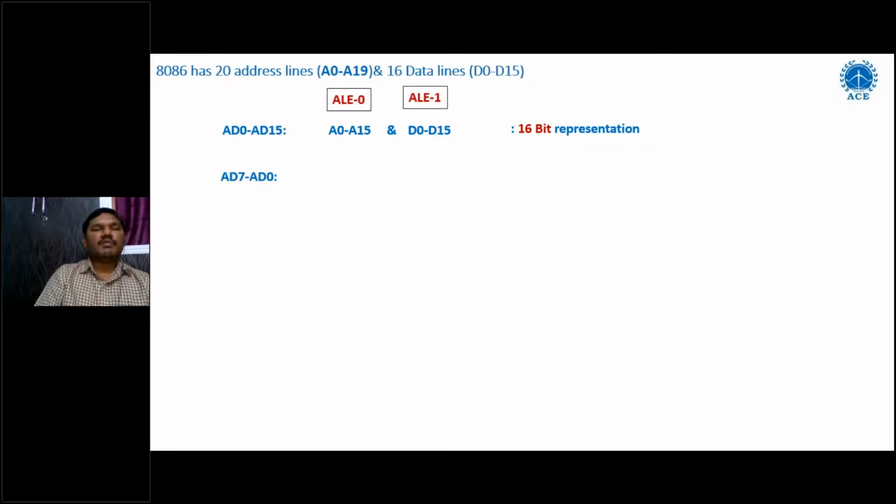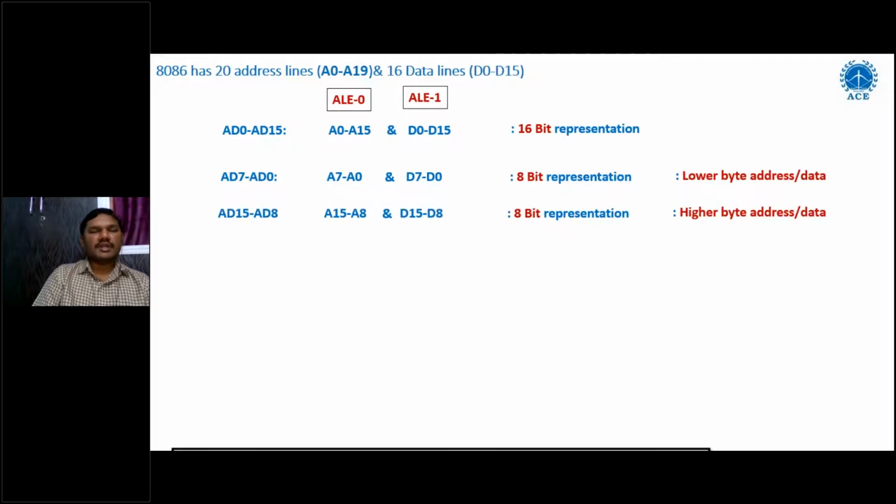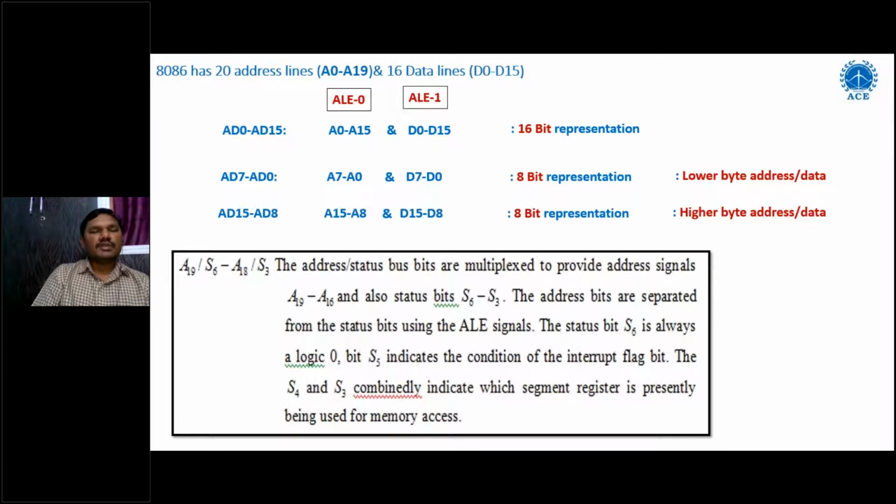If I need only byte representation of 8 bits, then I can take it as A0 to A7 and D0 to D7, 8-bit representation. Then it is used for lower byte address or data. AD15 to AD8 can be separated as A15 to A8 and D15 to D8, 8-bit representation. So it is used for higher byte address or data representation. This we have seen already.